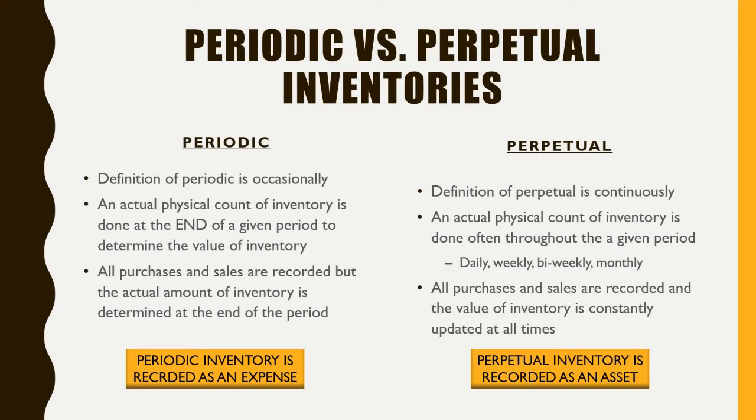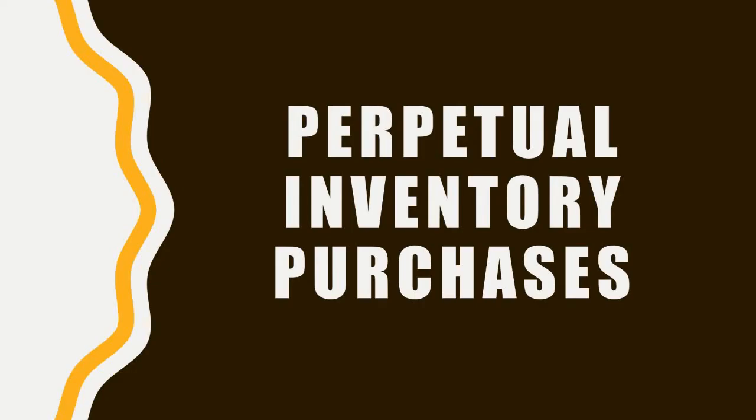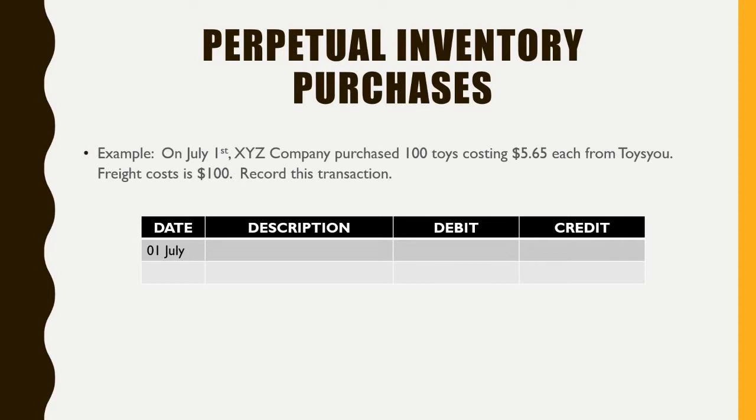So that's the huge difference, where periodic, we record them as expenses, and then at the end of the accounting period, that's when we recognize them as inventory. In this case, for perpetual, we immediately recognize them as inventory. That means it's going to be inventory regardless of whatever point in time you are in your inventory worksheet. Okay. So let's talk about perpetual inventory again and how we make purchases of inventory, okay?